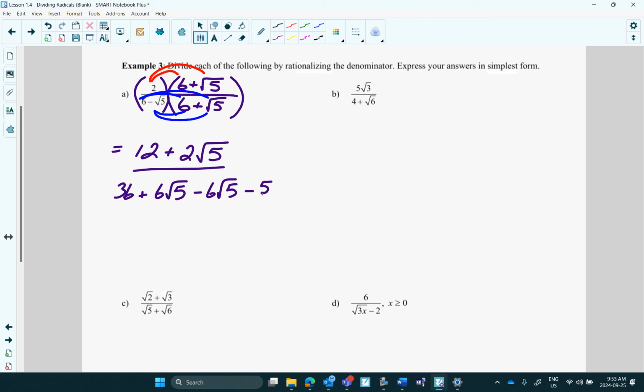Notice when we multiply the conjugates, the middle terms will always cancel each other out, so the square roots are going to disappear. So we are left with 12 plus 2 root 5 over 36 minus 5, which is 31.